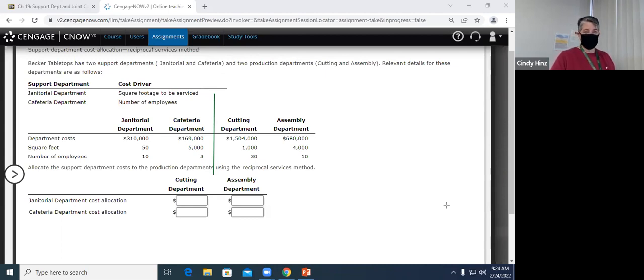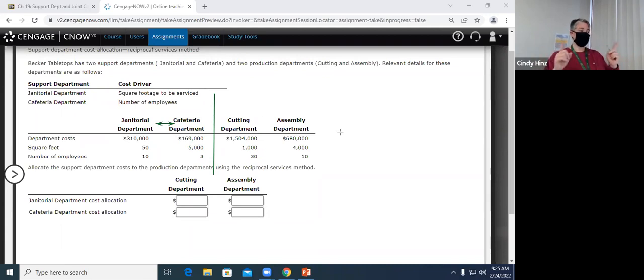And again, for this method, we recognize that the support departments not only support production departments, but they support each other. And so you end up with something that looks like this. The janitorial department and the cafeteria department not only get allocated to the production departments, but they each get allocated to each other. And so we recognize that the janitorial department total cost is the 310,000 plus some part of the cafeteria. And the cafeteria total costs are the 169 plus some part of the janitorial.